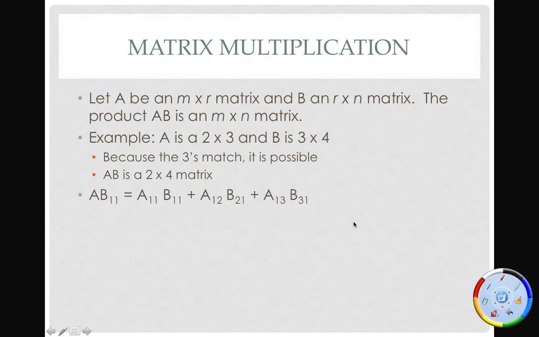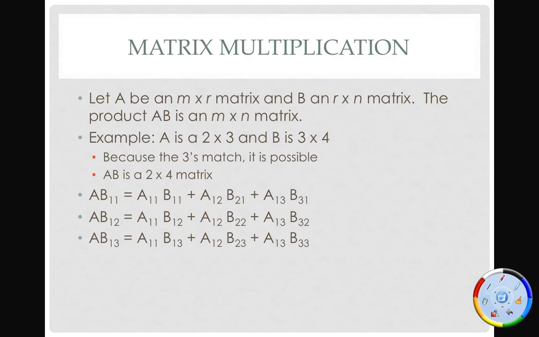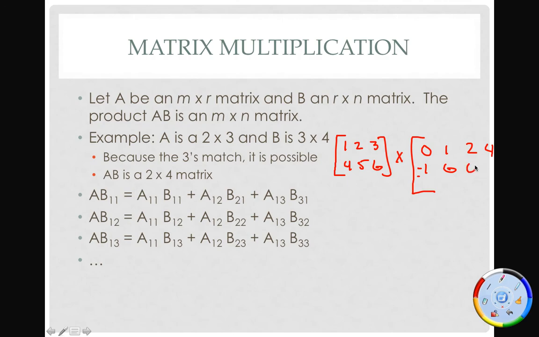So let's look at how to do this. I'm going to put this up here and I'll explain what it means as I look at an example. If I was to have the matrix 1, 2, 3, 4, 5, 6 times, because this is a 2 by 3, obviously this gets a little bit bigger, let's see, 0, 1, 2, 4, -1. It doesn't really matter. So if I create this, I have a 2 by 3 and a 3 by 4.